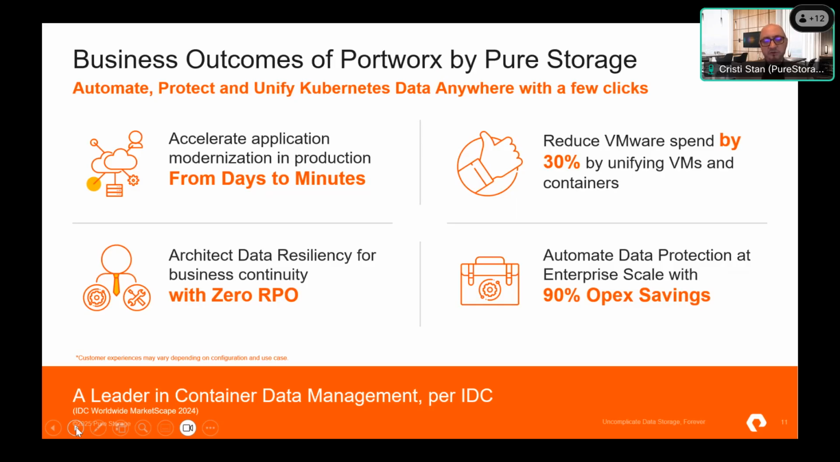So with Portworx, we are talking about day zero operations, and a Portworx deployment happens in a couple of minutes. Starting from that moment, we can build disaster recovery scenarios if needed. For environments running a mixture of VMs and containers, we can do both, and we can reduce the Broadcom overhead. And of course, because of the automation included, we can also do OpEx savings.